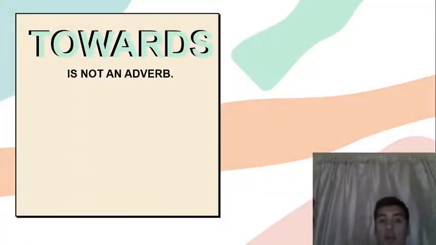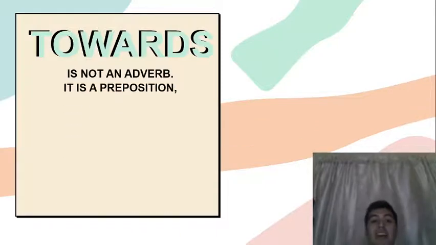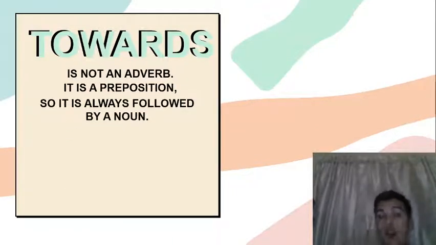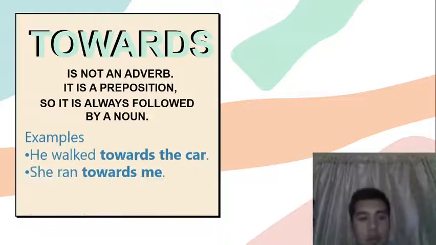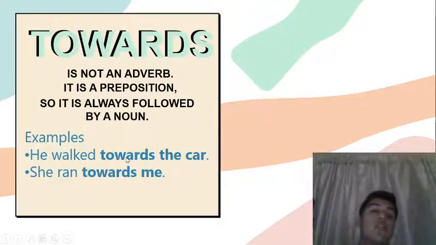That is. Warning! Be careful! Towards is not an adverb. It is a preposition. So, it is always followed by a noun. For example, he walked towards the car. The noun is the car. She ran towards me. The noun, it's me.